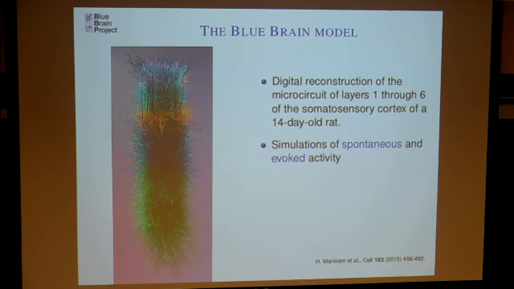So anyway, this is part of the somatosensory cortex, and they wanted to take a big enough piece of it that would actually have some function. And so they took what they call a microcircuit. It's like some kind of core sample of the somatosensory cortex, which they reconstructed, and they chose to model a 14-day-old rat.